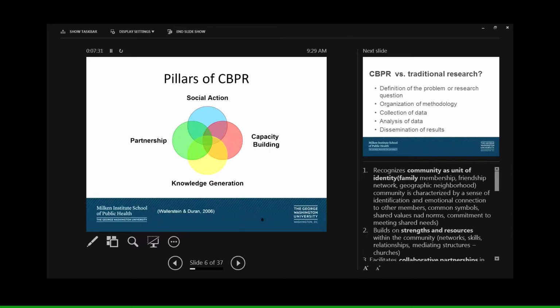Let me see if I forgot. There are about 8 elements that have been identified. I want to make sure I have talked about them. There's another one, yes. It's a cyclical, iterative process, and that's actually a very important one, and that one I'm going to be talking about a little bit more with my project.